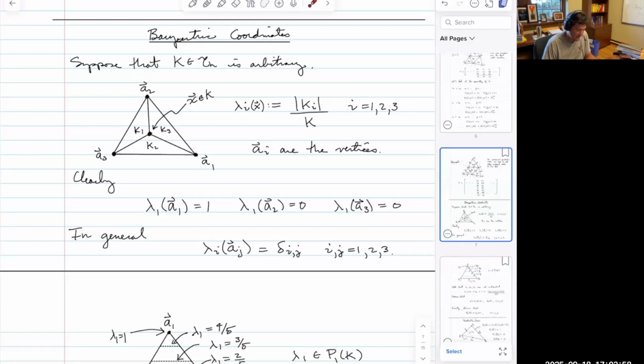Suppose that I've got a triangle here. So this is some triangle K, and it's got local nodes A1, A2, A3. These are actual global coordinates, but they're numbered in a local fashion. Let X be any point in this triangle. X be any point.